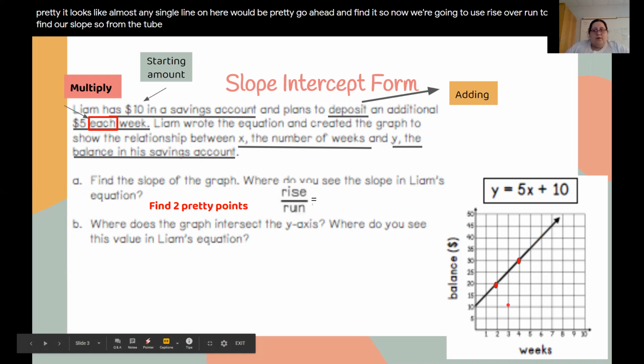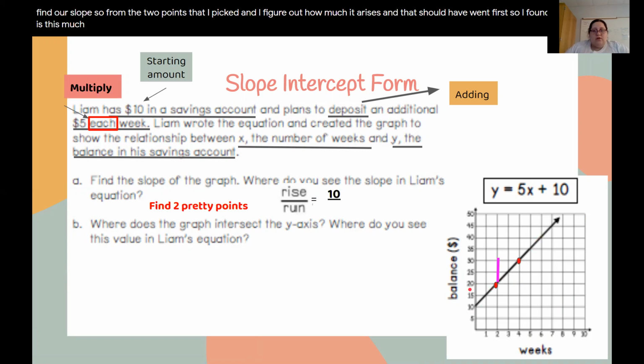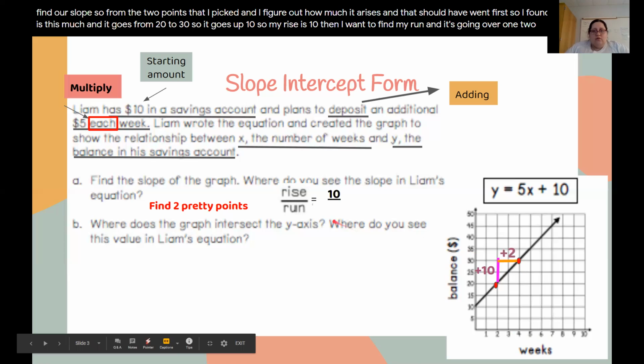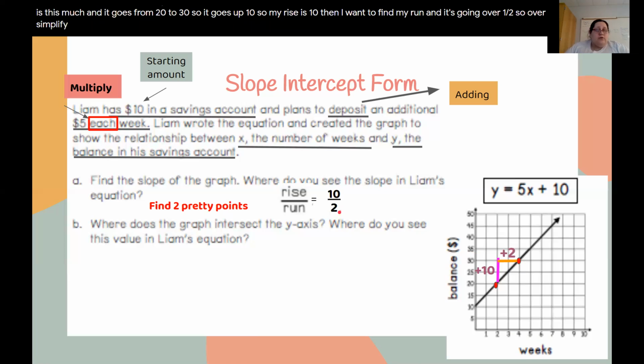From the two points that I picked, I'm going to figure out how much it rises. I found out that it rises this much and it goes from 20 to 30. So it goes up 10. So my rise is 10. Then I want to find my run, and it's going over 1, 2, so over 2. And I can simplify that more because I know 2 goes into 10, and I'm going to get 5.